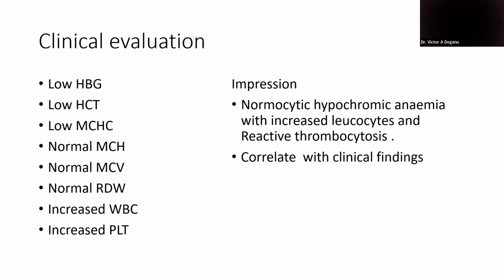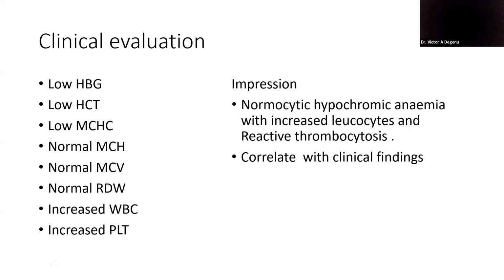So we have low HB, low PCV, low MCHC, normal MCH, normal MCV, normal RDW, increased WBC, increased platelets. Okay.